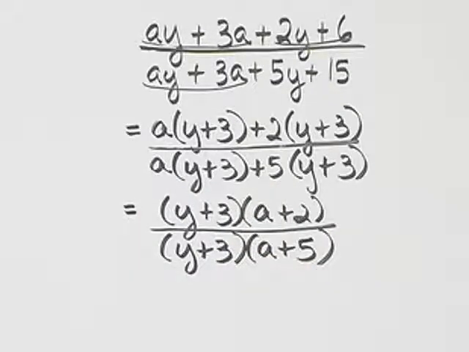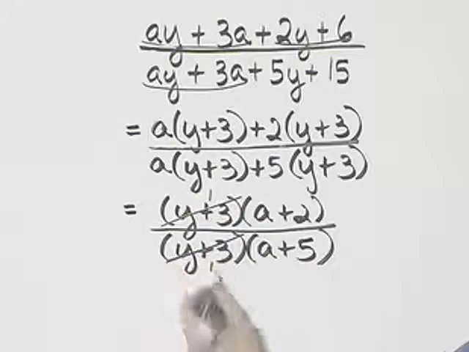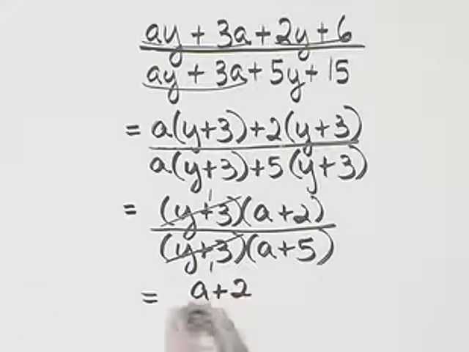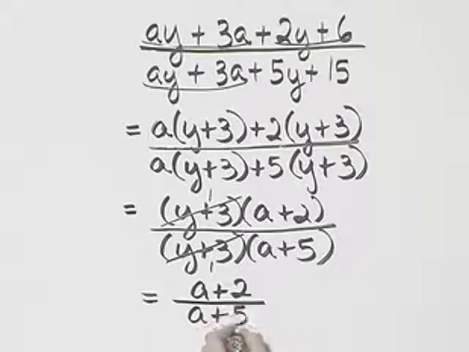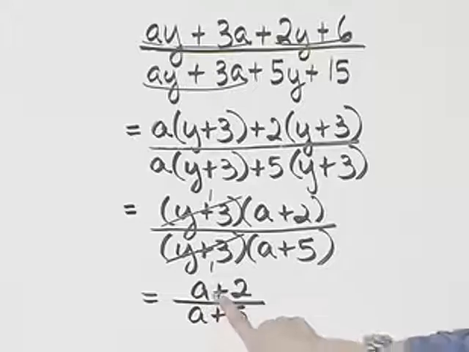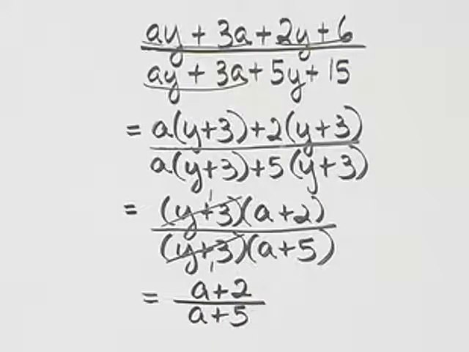Now look for common factors. These 2 factors are common, and when we divide them out, what do we have left? 1 times a plus 2, which is a plus 2, whether or not you enclose it in parentheses, and 1 times a plus 5, a plus 5. Can you divide out these 2 a's? The answer is no. This is a plus 2, not a times 2. So I can go no further, and we have simplified.